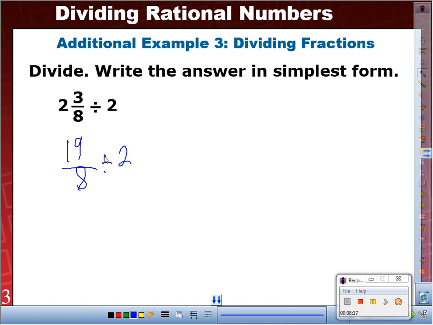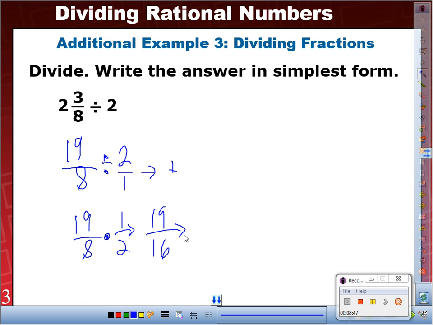Now let's start our process. You're saying, wait a minute, Mr. Q, but this is not a fraction. Can we make this a fraction? Yes, over 1. So let's see. Step 1, is the answer positive or negative? It's positive. Step 2, Carlos. Multiply the first fraction times the reciprocal of the second. So this becomes 19 over 16.